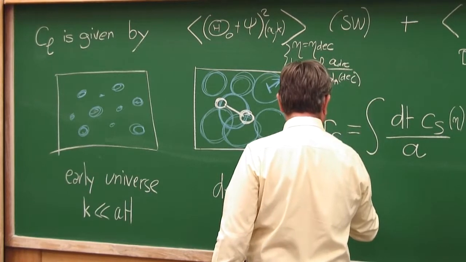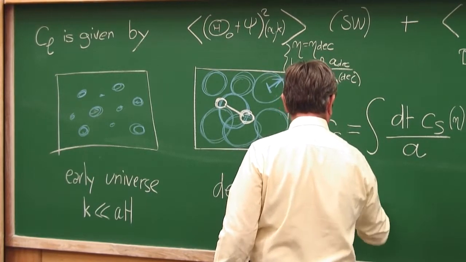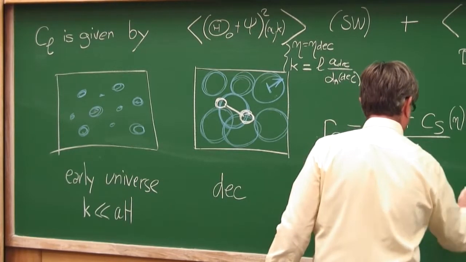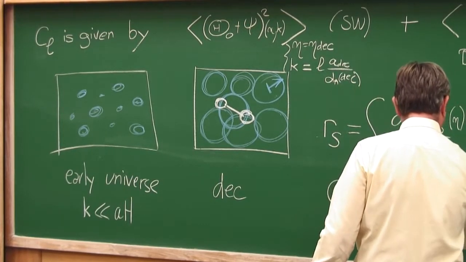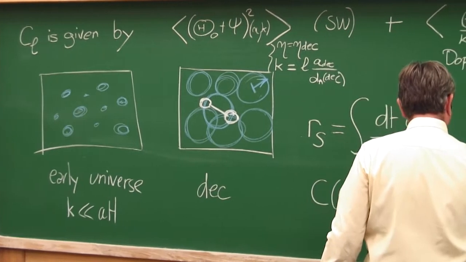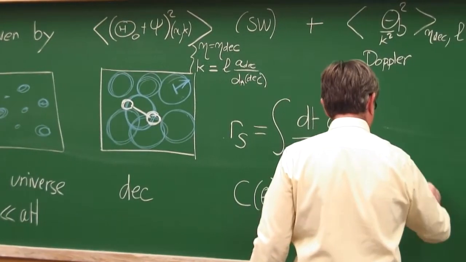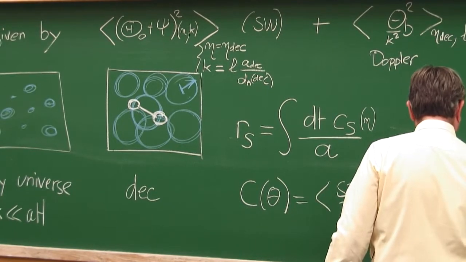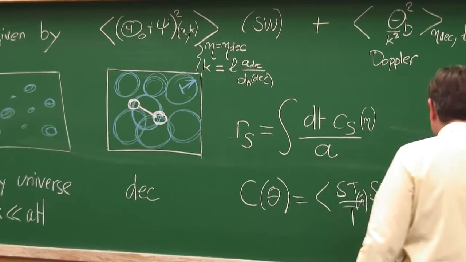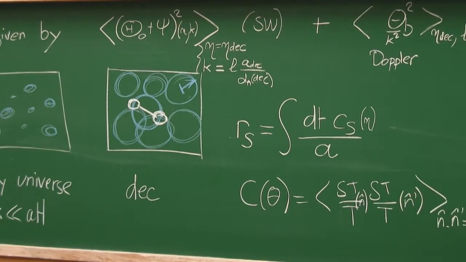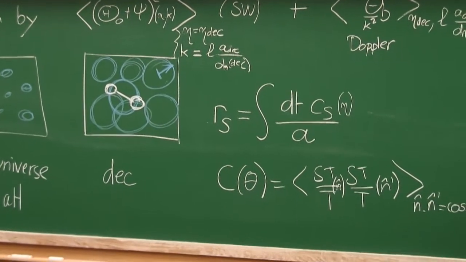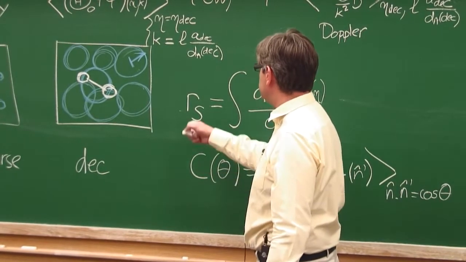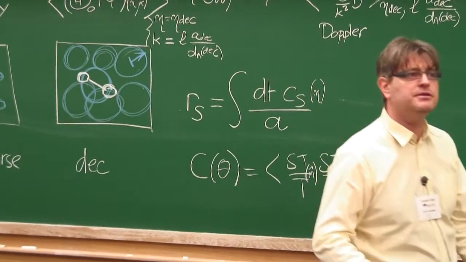So if you compute the angular correlation function, you could define C of theta as the angular correlation function of delta T over T, meaning that you make the average over all n and n prime such that they are separated by an angle theta. This is a correlation function in angular space. And clearly, it will have a feature for the angle under which we see twice the sound horizon at decoupling.